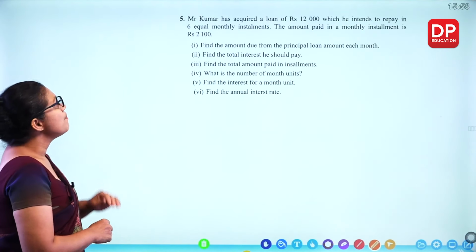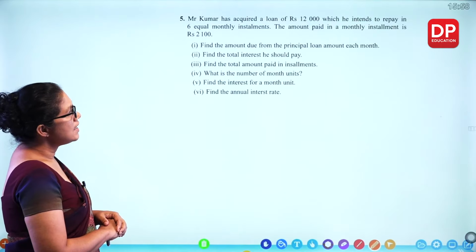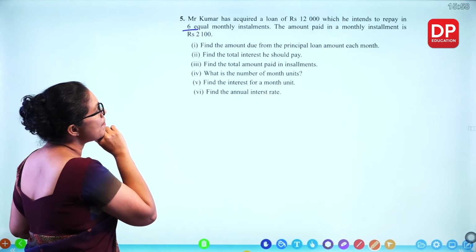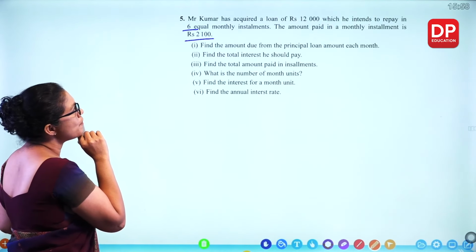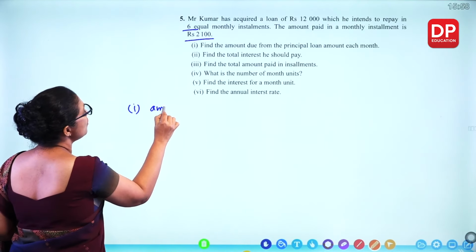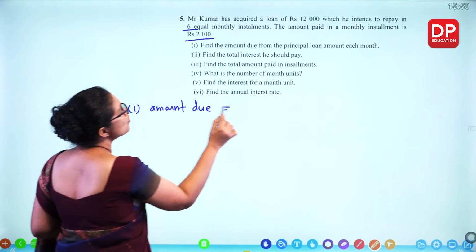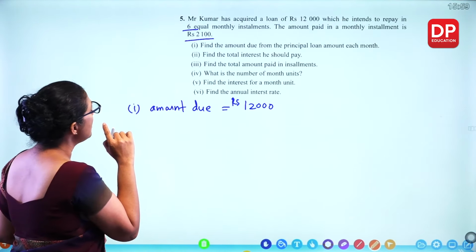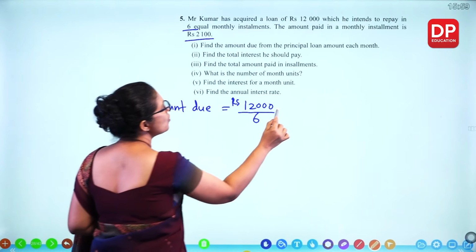Question number 5. Mr. Kumar has acquired a loan of 12,000 rupees which he intends to repay in 6 equal monthly installments. The amount paid in a monthly installment is 2,100. Find the amount due from the principal loan amount each month. What's the amount due? This is without interest. So 12,000 rupees is the loan. That's for 6 equal months. So 2,000 rupees.